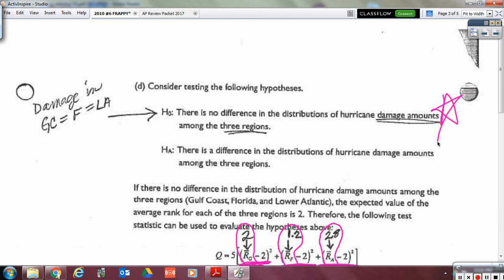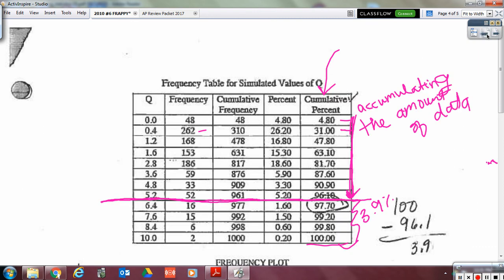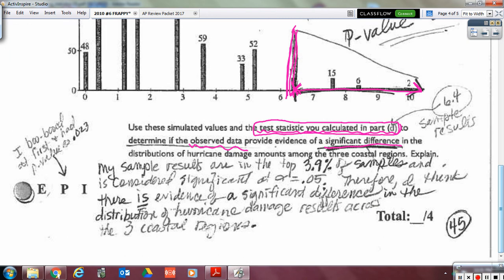This null hypothesis says there is no difference in the regions. And I'm going to reject that because my sample is unusual. All right, so that's what I wrote down here at the bottom. I said my sample results are in the top 3.9% of samples, and it is considered significant. I went ahead and put at the alpha of 0.05. Therefore, I think there is evidence of a significant difference in the distribution of hurricane damage results across the three coastal regions.